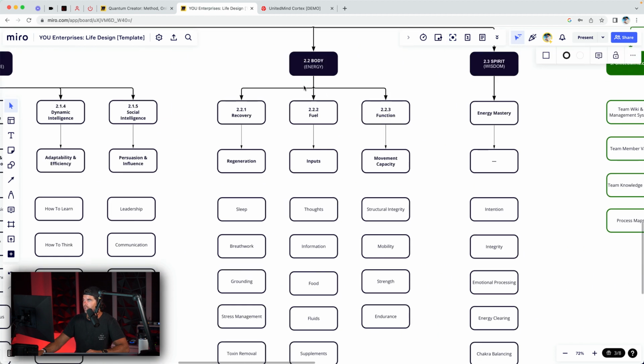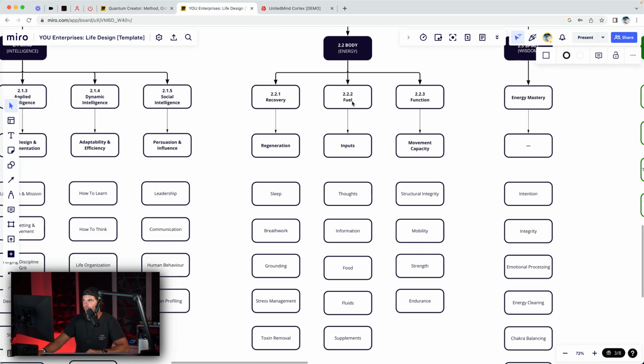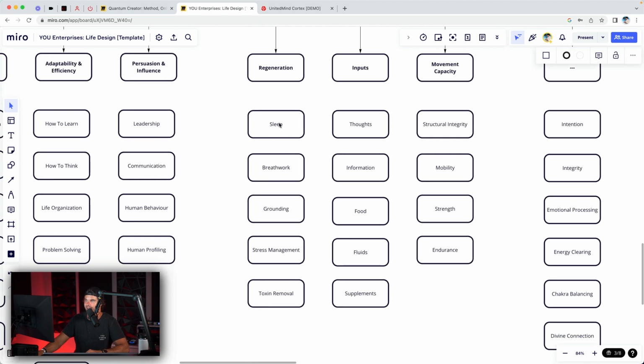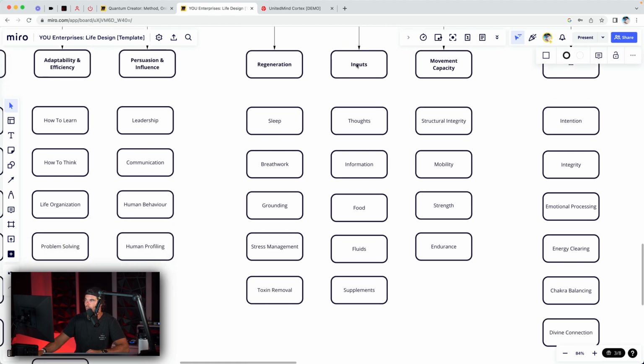Then we've got the body. So your body is really down to your ability to recover, fuel yourself, and apply bodily function into your everyday movement. So regeneration, this is like sleep, breath work, grounding, stress management, toxin removal, detoxing. Fuel is about what are you inputting into your system, your entire mind, body, spirit complex. What thoughts are you thinking and allowing and enthusing?